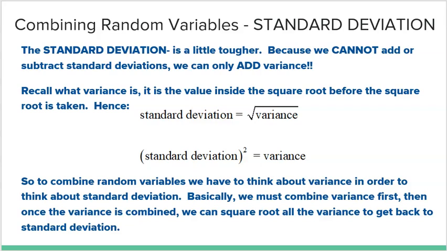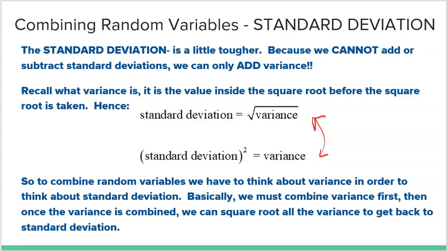So I'll explain a little bit more of what I'm saying here as best I can. All right, first, recall what variance is. Variance is the value inside the square root before the square root is taken. So if you remember, we recently went over this. The standard deviation is equal to the square root of variance. So that implies, if you square both sides, simple algebra, that standard deviation squared is equal to variance. So these two things work interchangeably. Standard deviation is the square root of variance, or standard deviation squared is equal to variance. It's simple algebra.